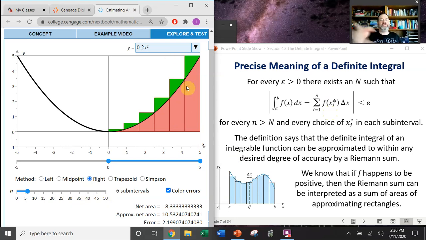So this is in your ebook. You guys should check it out. Mess around with it. If you understand this precise meaning, if you feel that you're good on it, then you don't have to get in there and goof around with it. But I really think being able to change some parameters and move some stuff around really does help you understand what all this stuff means.